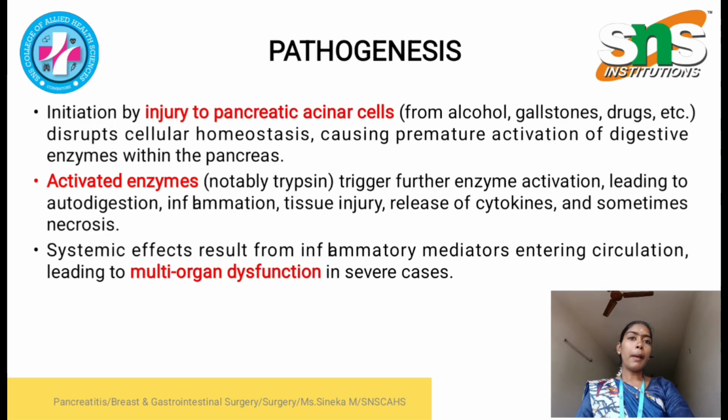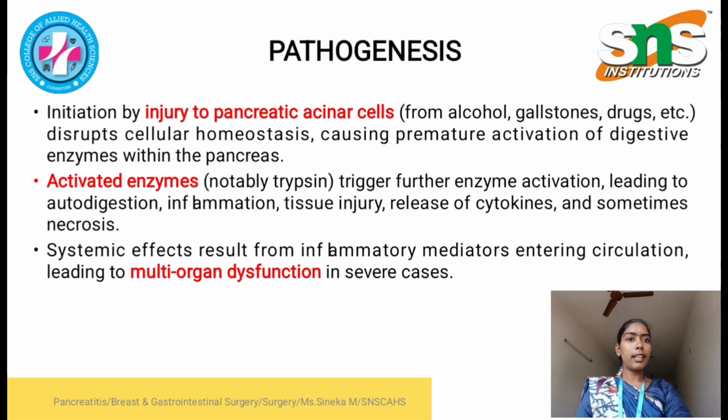Pathogenesis: how does pancreatitis occur? It starts with injury to the pancreatic acinar cells. Pancreatic acinar cells are epithelial cells responsible for producing digestive enzymes helpful for digestion. In the pancreas, the acinar cells secrete digestive enzymes in immature form. Then they travel to the small intestine. In the small intestine, they become mature and helpful for digestion.